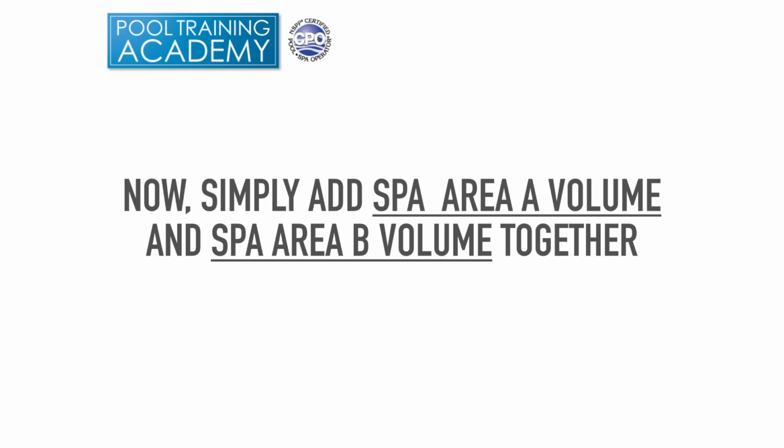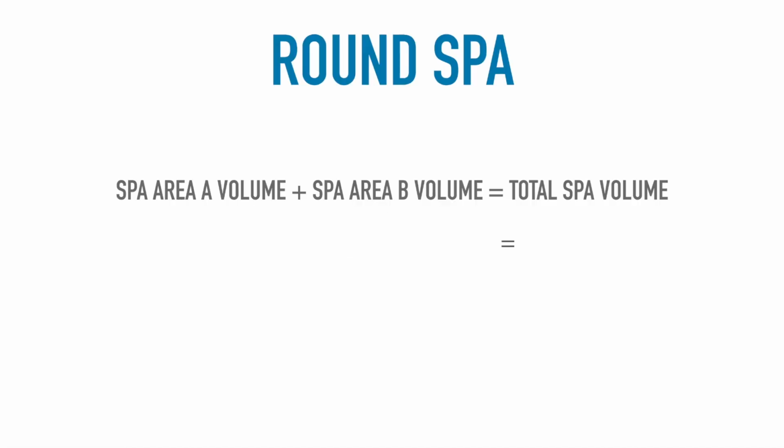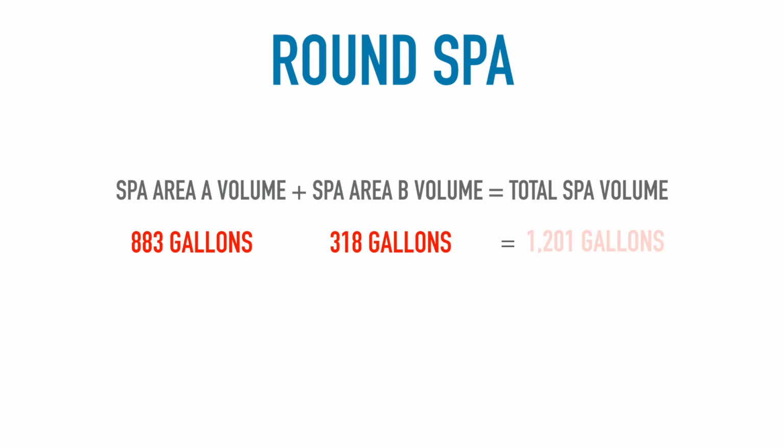Now is the easy part. All we do is take spa area A and spa area B and add those two numbers together. So we're going to take 883 gallons plus our 318 gallons, and that should equal out, if you do the math correctly, to 1,201 gallons, 1,200 gallons essentially. You have a 1,200 gallon spa on your hands at your property.